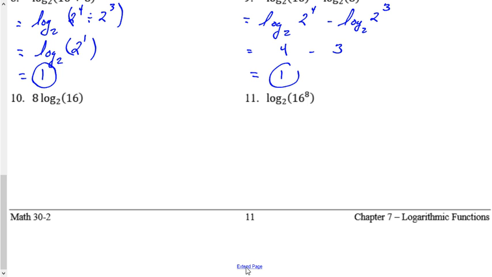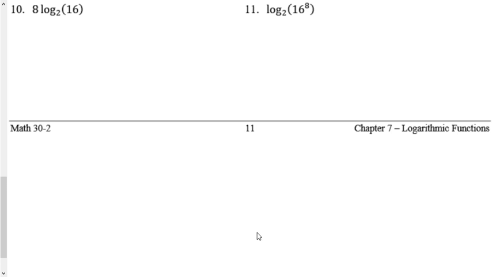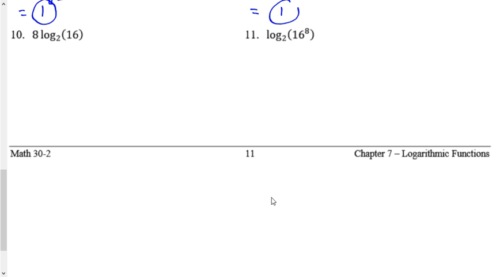Question number 10 and 11, a little bit different. In number 10, I have this number multiplied to the logarithm. So I'll just do 8 times the log base 2 of 2 to the 4th. And again, log base 2 of 2 to the 4th, as we've seen multiple times already, is equal to 4. 8 times 4, 32.